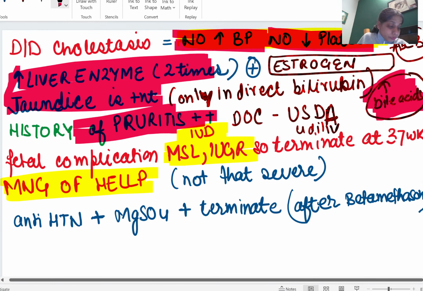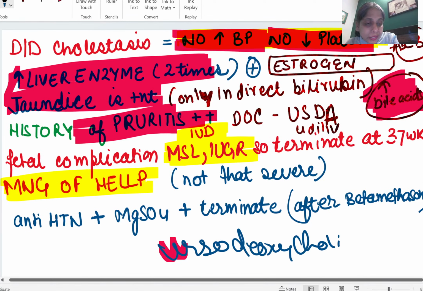So, tell me what the drug of choice is in cholestasis. No, Dr. Isra, it is not cholestyramine. The drug of choice is ursodeoxycholic acid or Udiliv. Let me write here. Ursodeoxycholic acid, or Udiliv. Now, in cholestasis of pregnancy, there are only fetal complications. Mother has only pruritus and there are only fetal complications like meconium stained liquor, IUGR, IUD. So we terminate this pregnancy at 37 to 38 weeks.